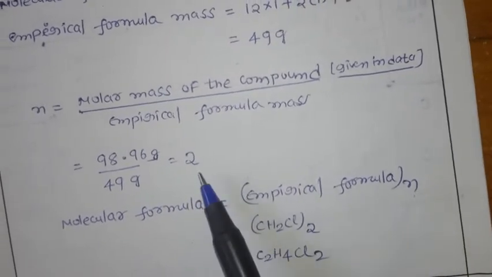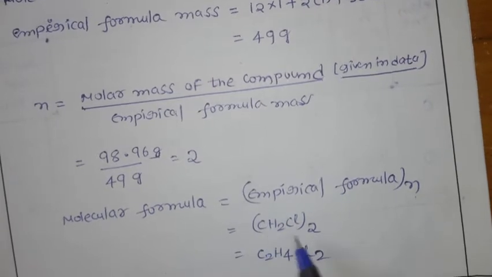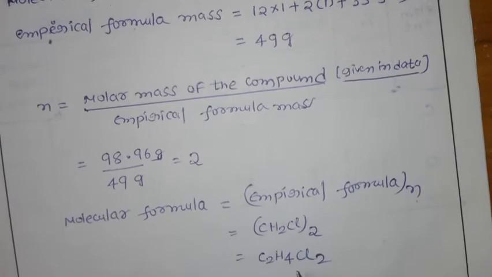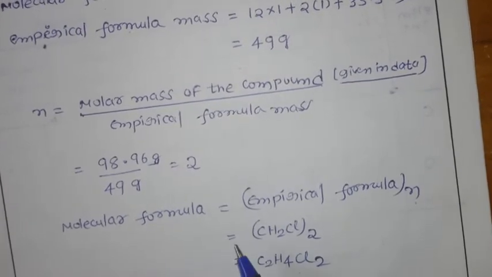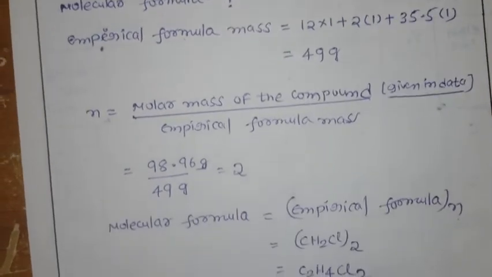Now what is the n value? We have that 2. Now if you go for the multiplication, this is C2H4Cl2. This is the molecular formula of the compound. So in the question they asked what? Empirical formula and molecular formula.